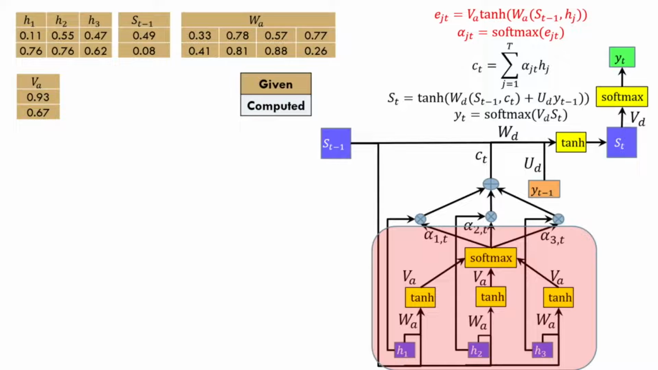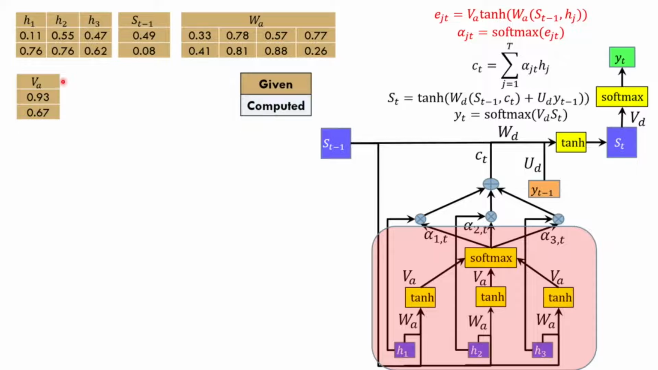So we have discussed this much, and let us do a small numerical example to clear the concept further. Assume these are the hidden state vector values h1, h2 and h3, each of dimension 2. And this is the previous hidden state, and this is the value of my current weight matrix WA, which is a 2 cross 4 matrix.